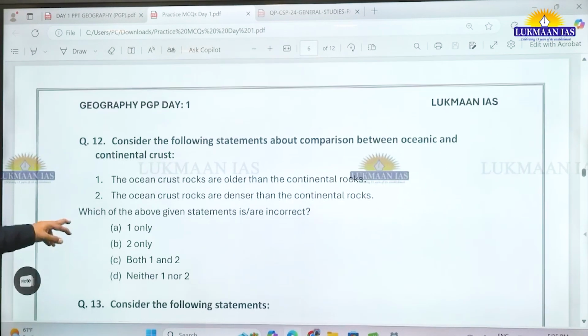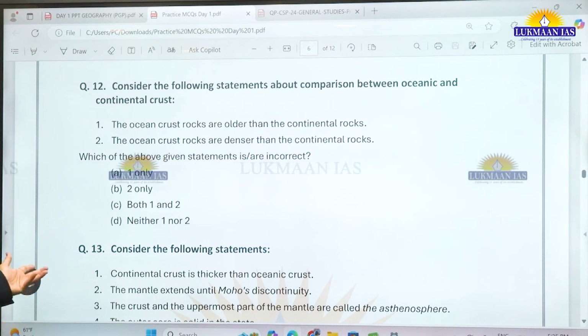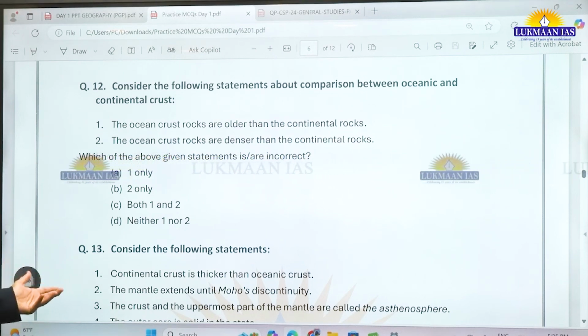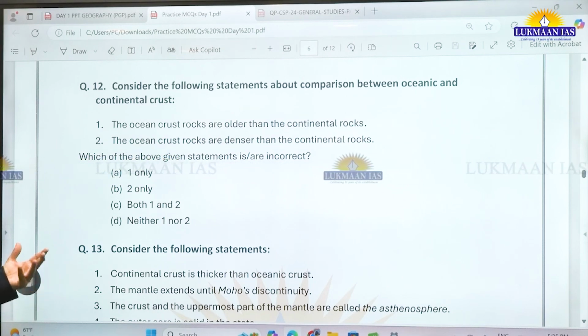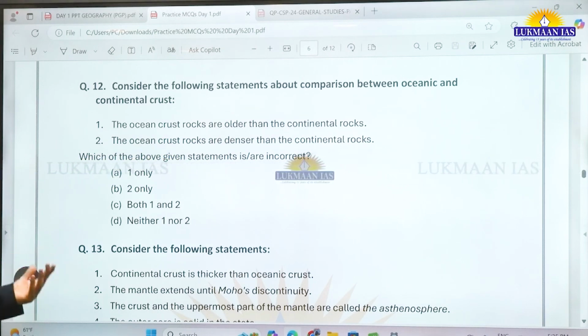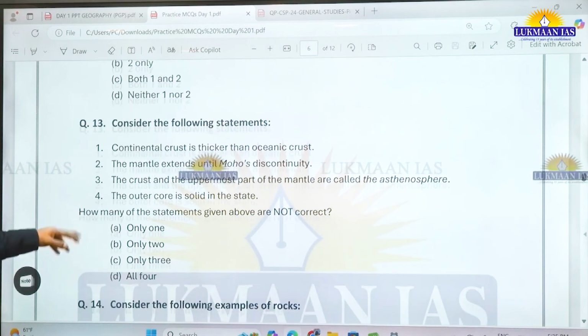What about this one? About comparison between oceanic and continental crust. Ocean crust is older than continental crust? Incorrect, no? Wrong. Ocean crust rocks are denser than continental crust? That is true. So 2 only. What about this one?